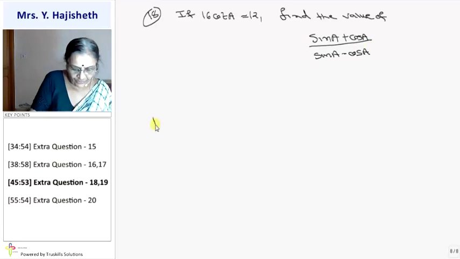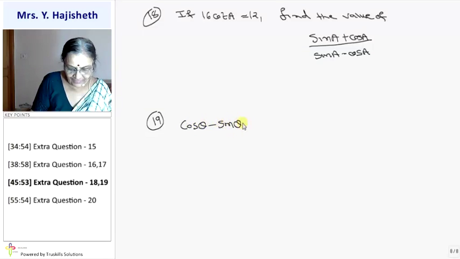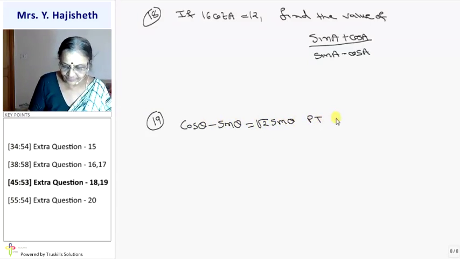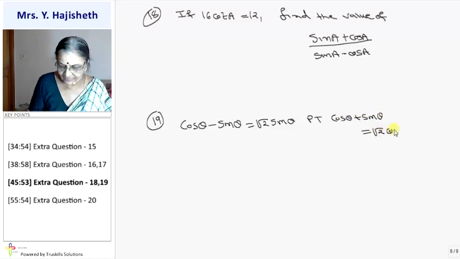I will make one for you. If cos theta minus sin theta is root 2 sin theta, prove that cos theta plus sin theta is root 2 cos theta.